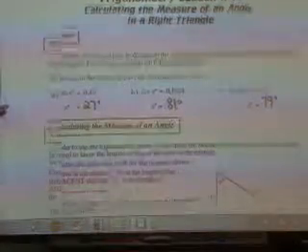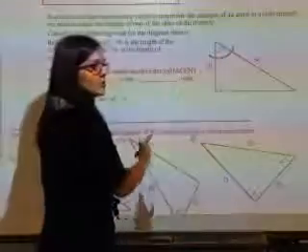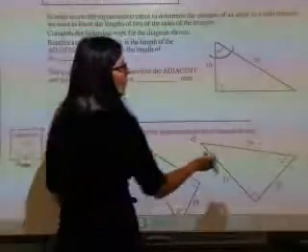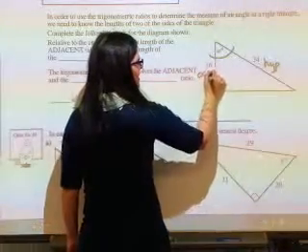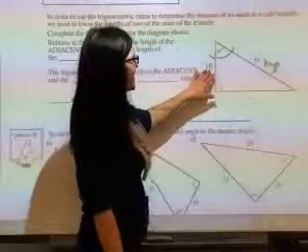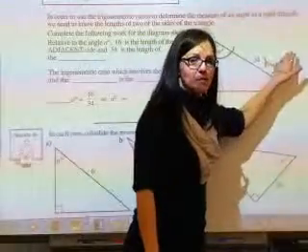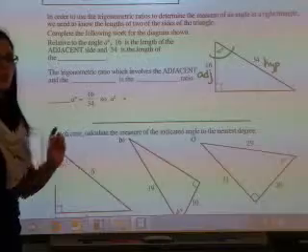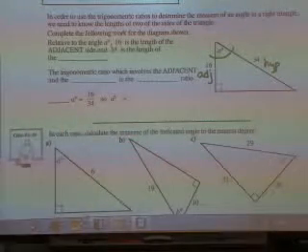So again, to calculate the measure of the angle, we need to know which trig function to use. So from the given angle, we need to label these two sides with the words that we know. Things like hypotenuse and adjacent. I know that this is the adjacent side because it's next to it. I know this is the hypotenuse because it's the longest side. The trig function that connects adjacent and hypotenuse is cos.